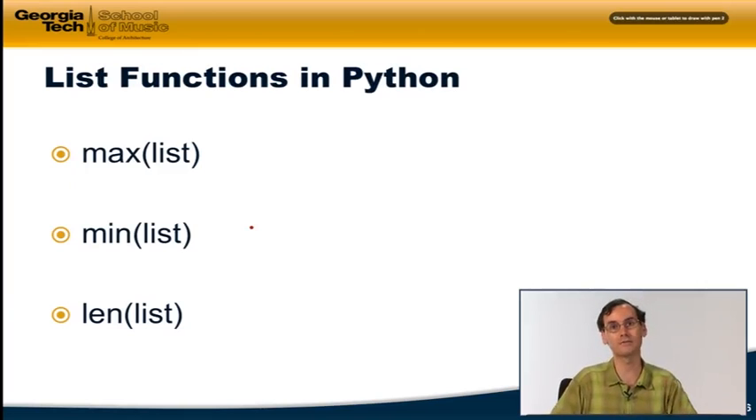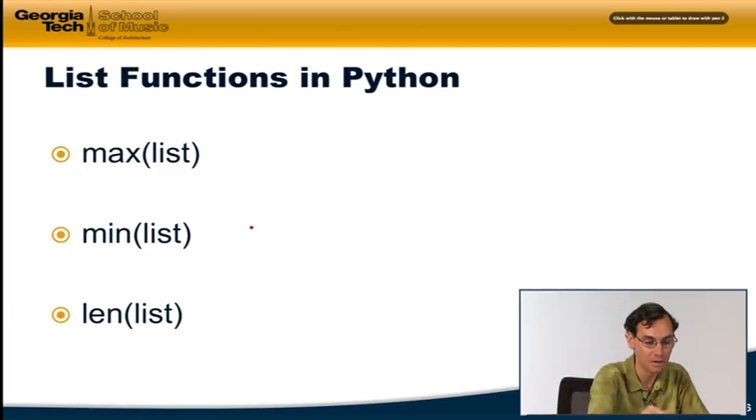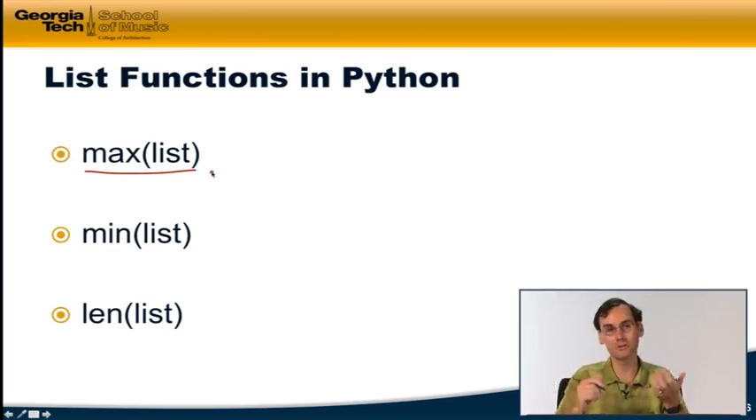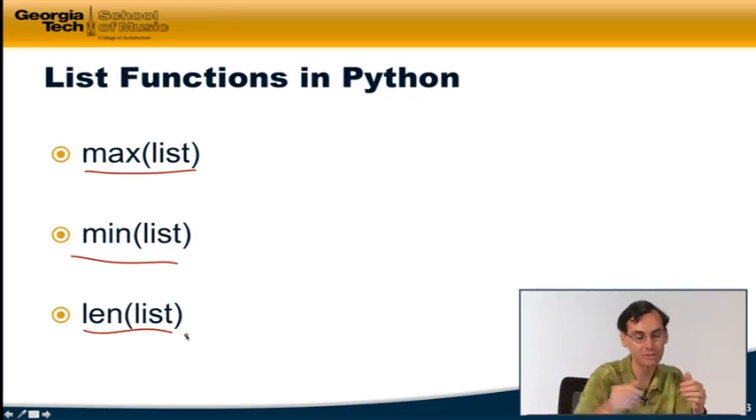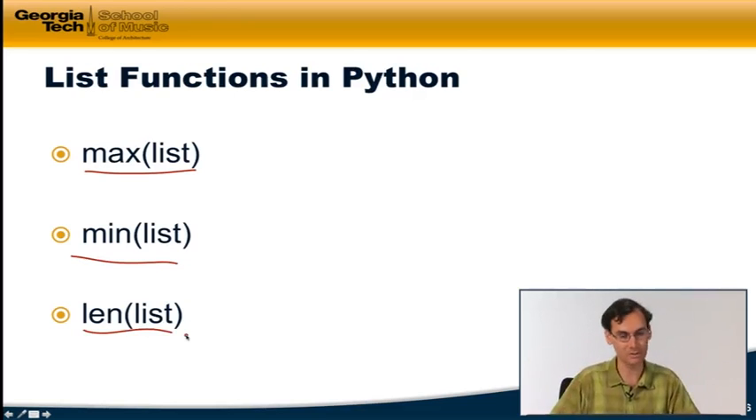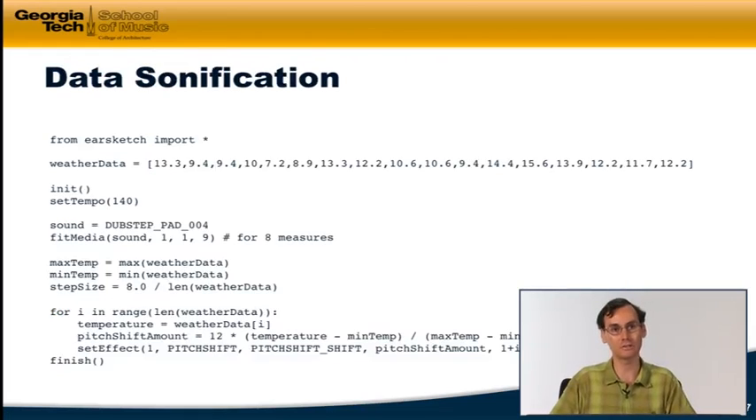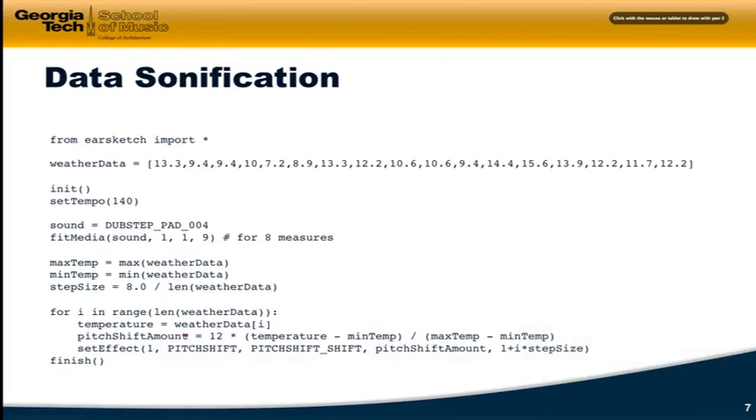And these are Python functions for working with lists. Max of a list will return to us the maximum value in a list. Min of a list will return the minimum value. And then len of list will tell us how many items are in the list. And so if we go ahead and look at this code here, it looks something like this.